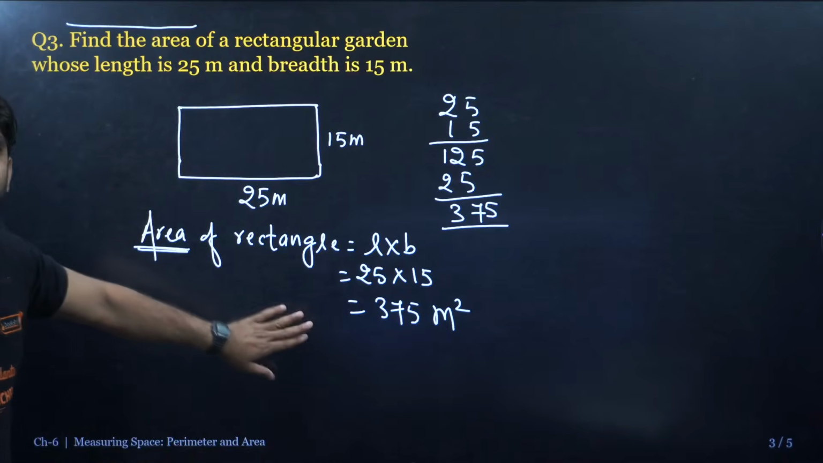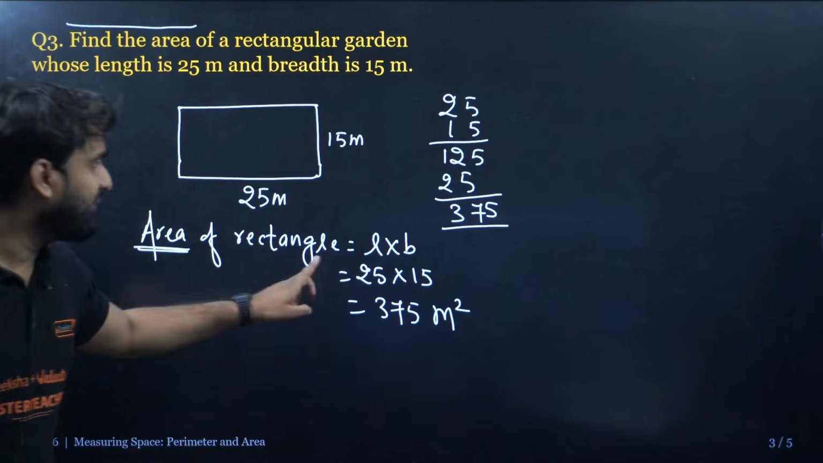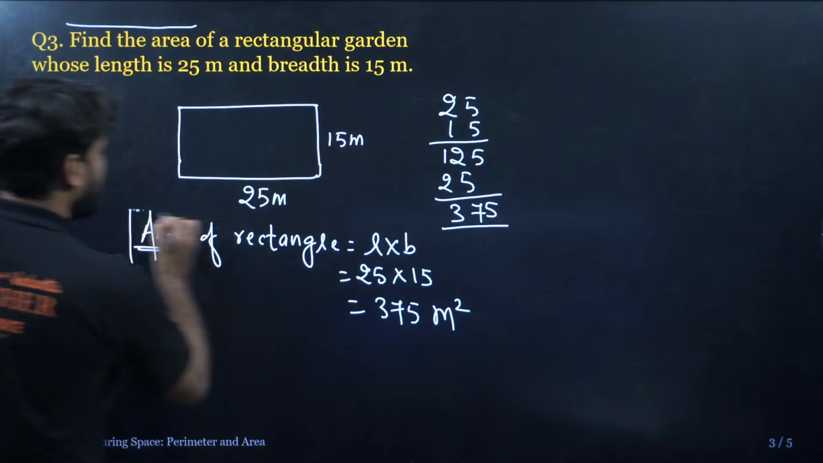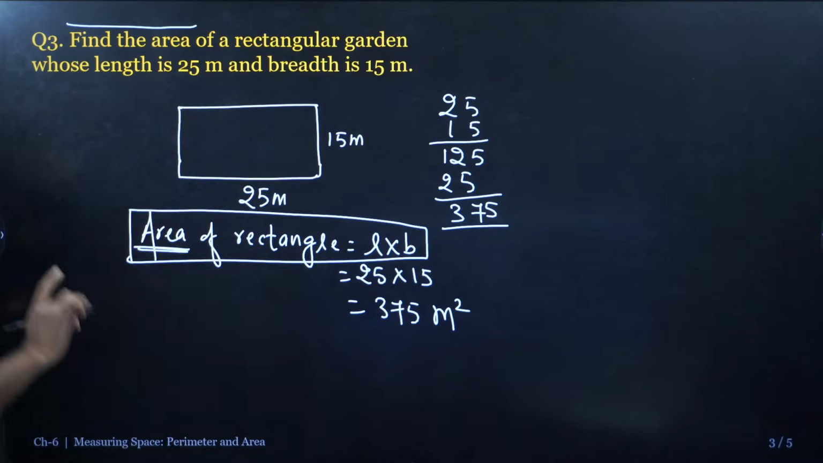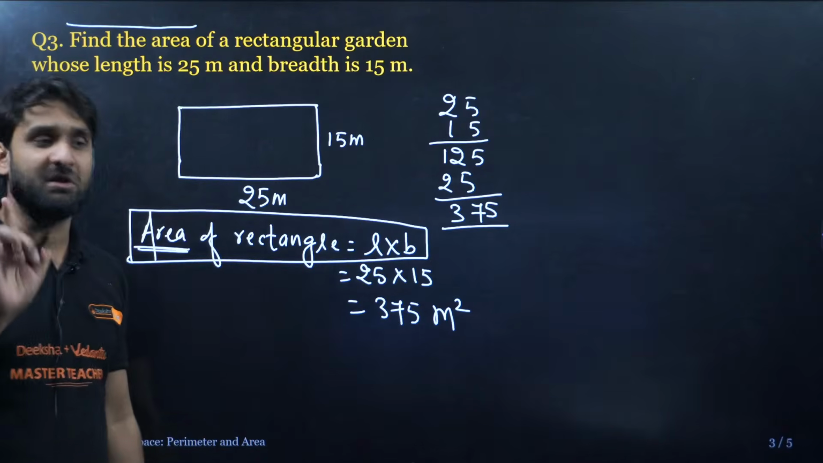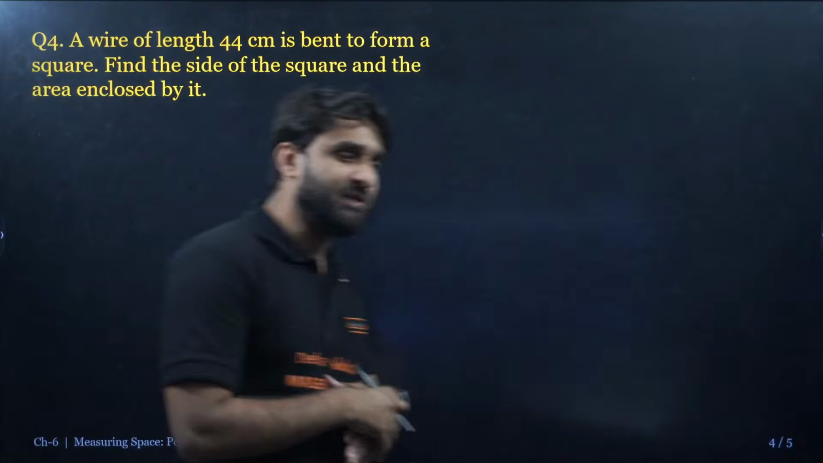Okay, so I hope this is clear to you all. Area of rectangle, the formula we have is length into breadth. This formula, champion, please don't forget the formula. Formula is very important. Moving ahead, look at the next question.